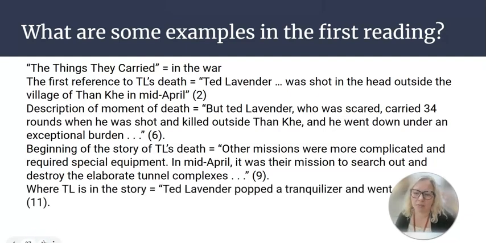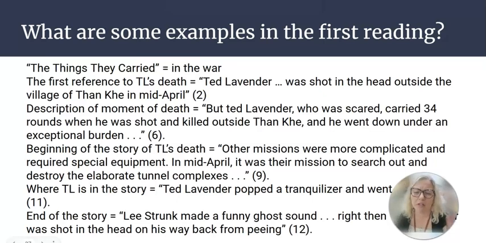And then on page 11, we hear that Ted Lavender popped a tranquilizer and went off to pee. So we hear how he is related in this situation of searching the tunnels. And then on page 12, that's when we see him actually shot, right? Lee Strunk made a funny ghost sound. Right then, Ted Lavender was shot in the head on his way back from peeing. And so even though his is the death, he's sort of in the margin of this story. The main focus isn't on Ted Lavender. And it's really just in these little fragmented bits we hear about his death.